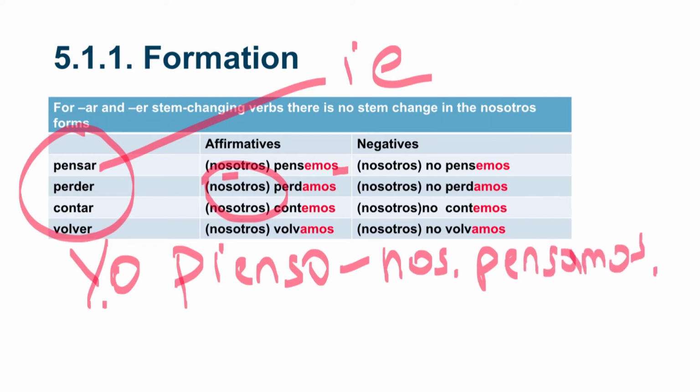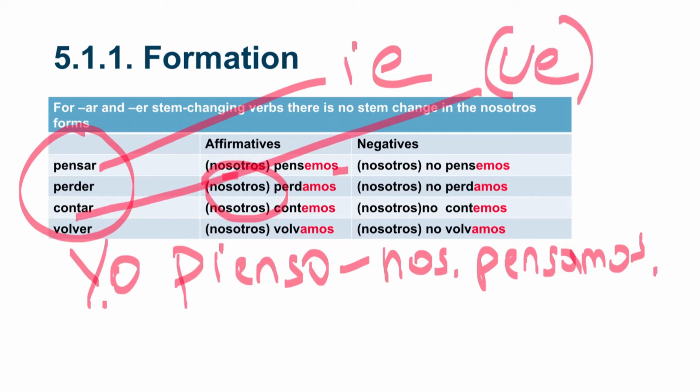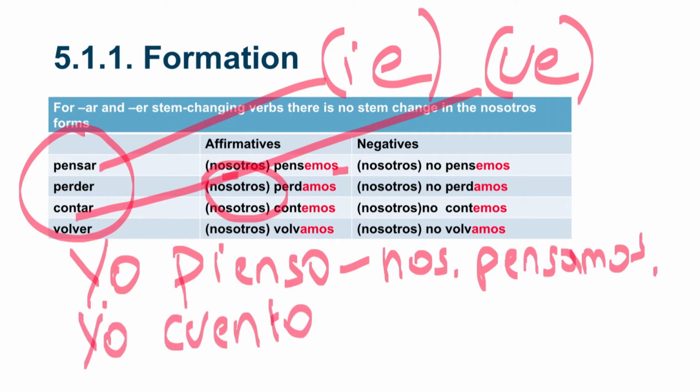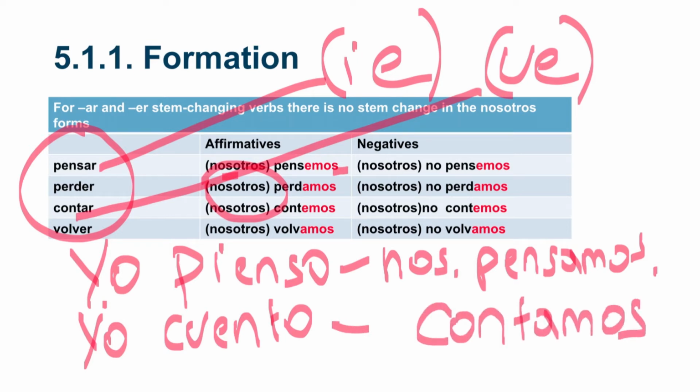Right? Contar. Contar is an UE type of verb. In the present, yo cuento, but in the mandatos, nosotros contemos. Nosotros.